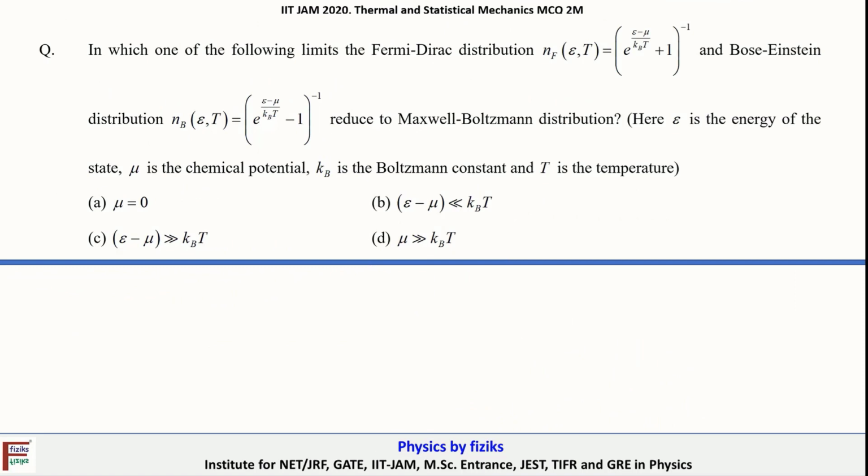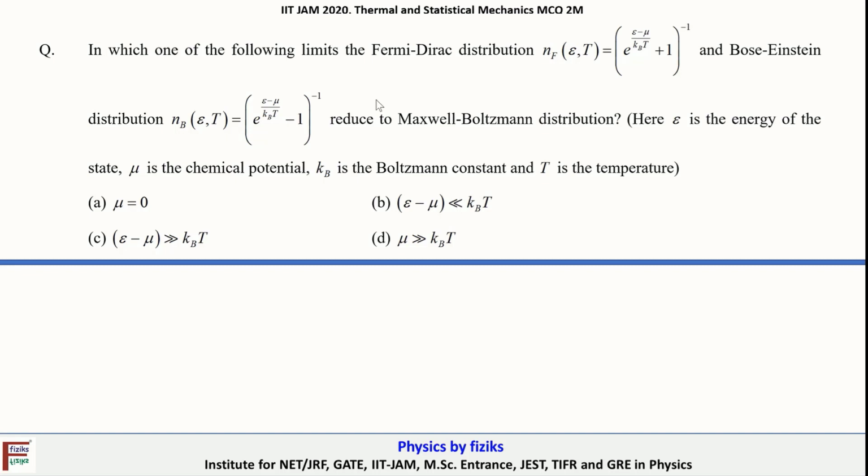So this is the next question that appeared in JAM 2020. The question is, in which one of the following limits the Fermi-Dirac distribution n_FD, equal to 1 upon exponential (E minus mu by kT) plus 1, and the Bose-Einstein distribution n_BE, equal to 1 upon exponential (E minus mu by kT) minus 1, reduce to the Maxwell-Boltzmann distribution. Here E is the energy of the state, mu is the chemical potential, k_B is the Boltzmann constant, and T is the temperature.